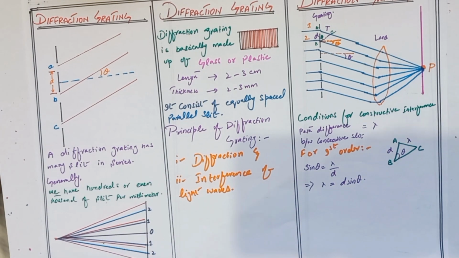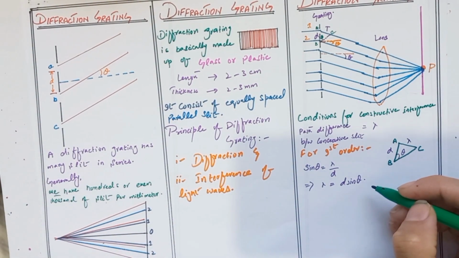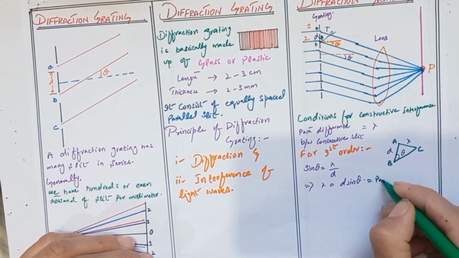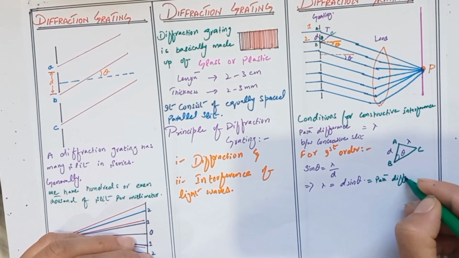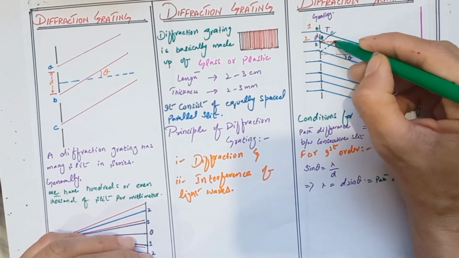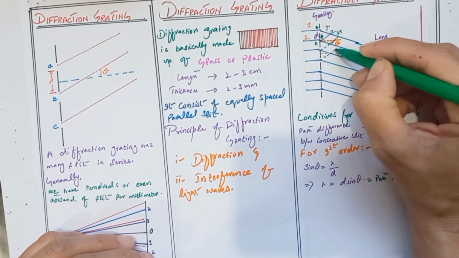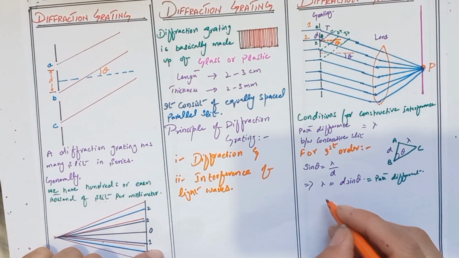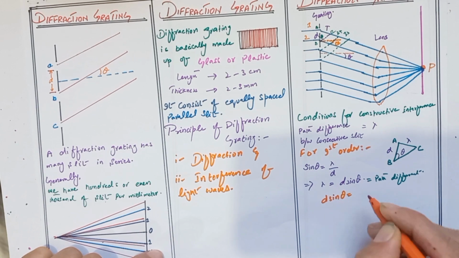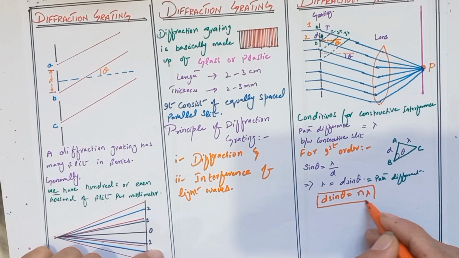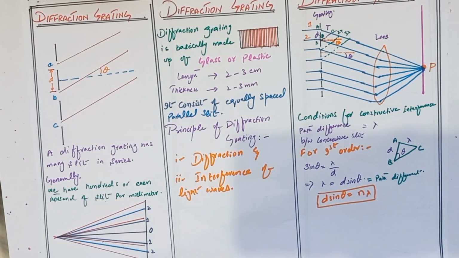So here we find the path difference of the adjacent slits. This is the path difference of the first two slits, and for the next slits we find 2 lambda, then 3 lambda, and so on. So we can write that D sin theta is equal to n lambda. With this formula we can find the path difference between any two slits.